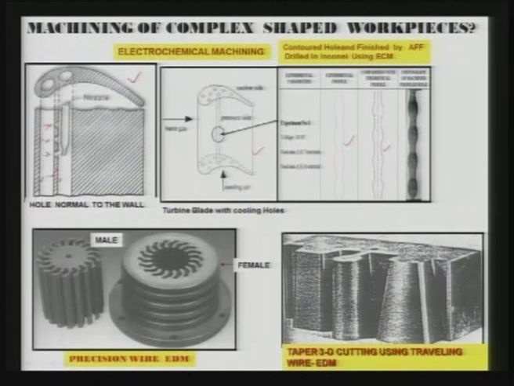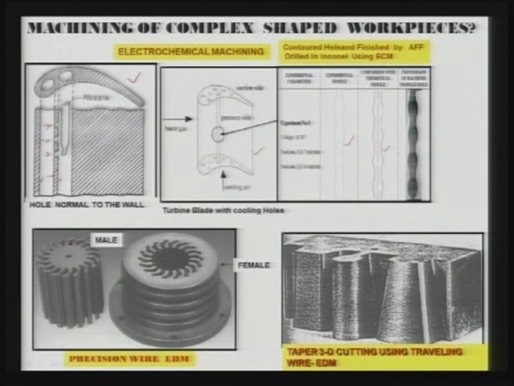When dealing with the electrochemical machining or abrasive flow finishing, I will explain in detail, but these holes cannot be made by any process other than shaped tube electro machining, which is a version of electrochemical machining. We will deal with this while dealing with the electrochemical machining process.